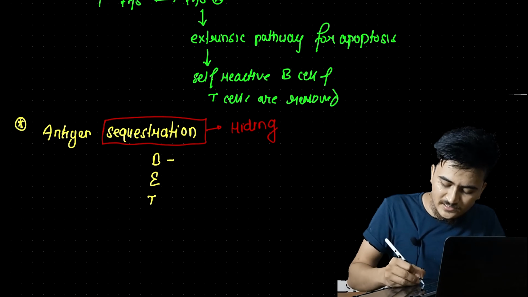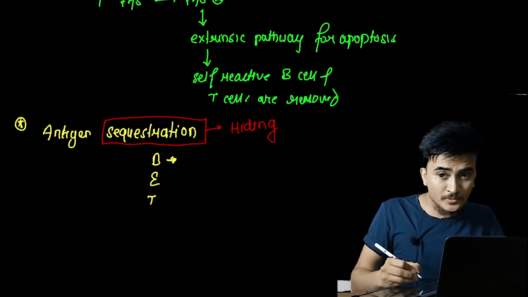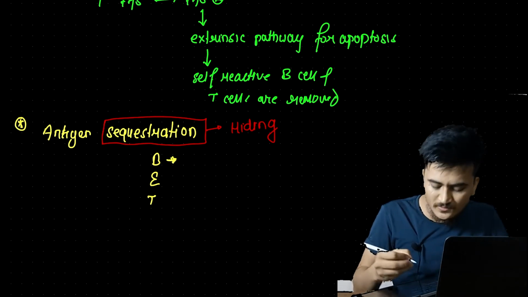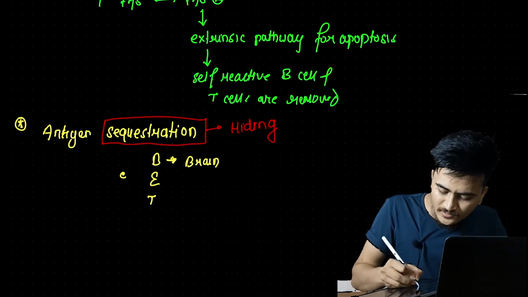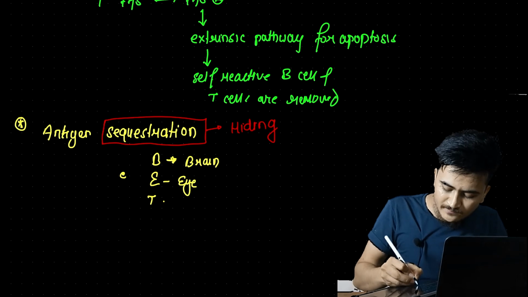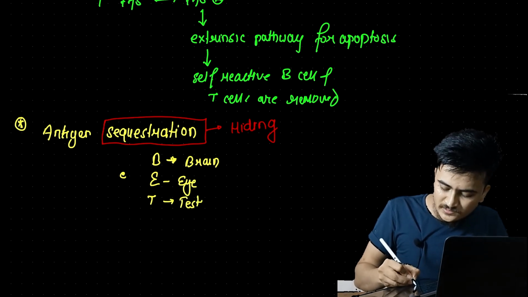I bet you to memorize these things. This is simply a mnemonic: from B we get brain, from E we got eye, and from T we got testes, right?